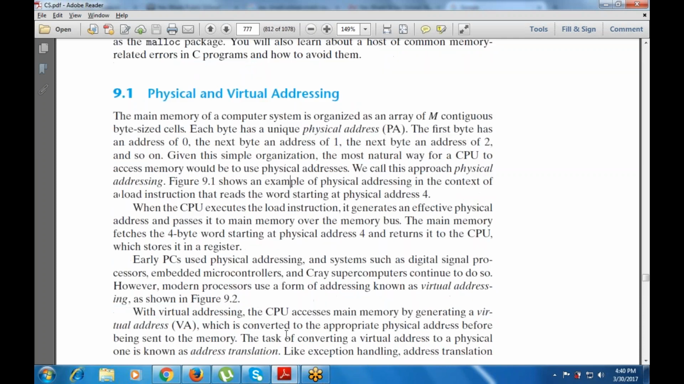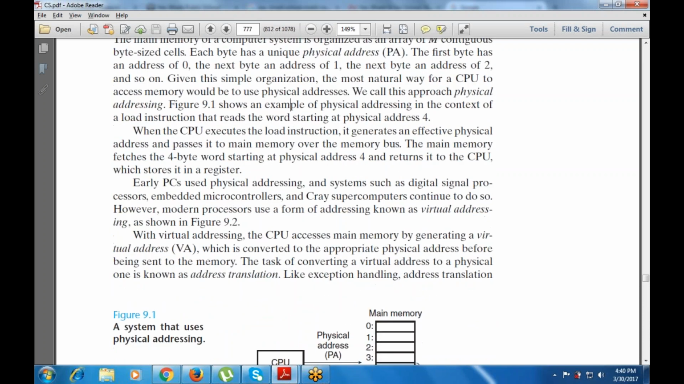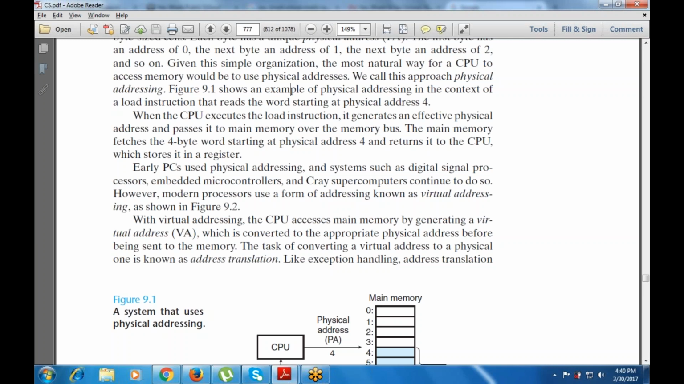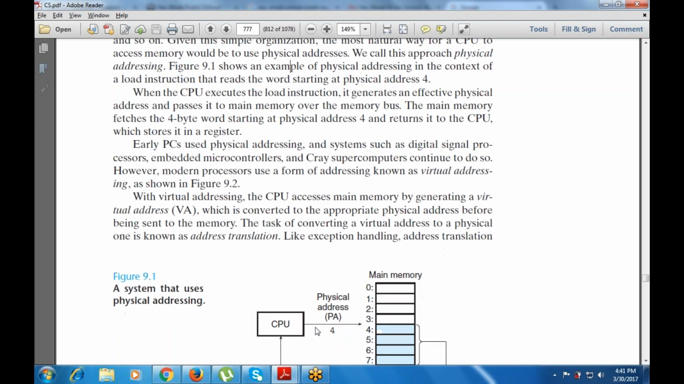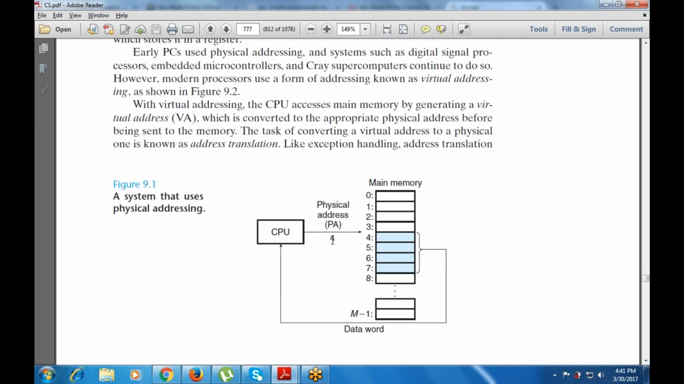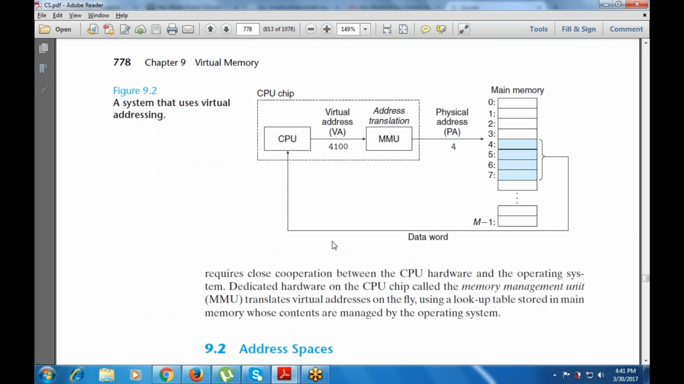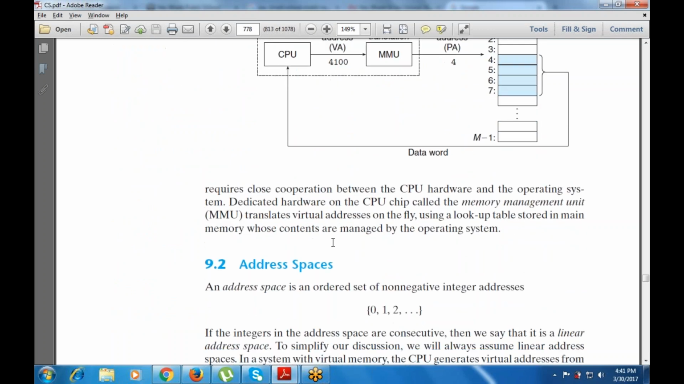However, modern processors use a form of addressing known as virtual addressing. With virtual addressing, the CPU generates a virtual address that is converted into the appropriate physical address before being sent to the memory. The task of converting a virtual address to a physical one is known as address translation. Like exception handling, address translation requires close cooperation between the CPU hardware and the operating system.